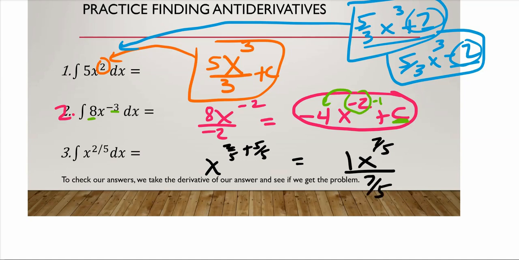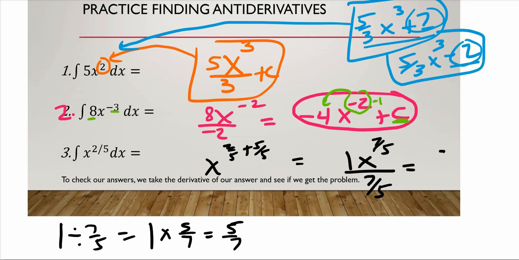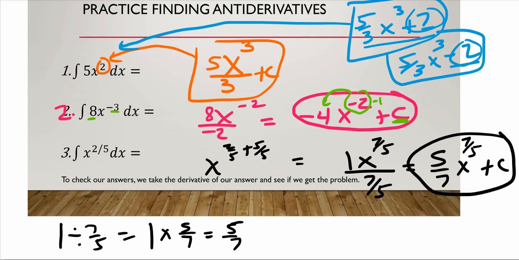But I have 1 divided by 7/5. So I'm going to go back to middle school and I'm going to say, all right, what's 1 divided by 7/5? Well, they taught me when I was in middle school that now they have the new math. I have no idea. 1 times the reciprocal of 7/5. So it's going to be 5/7. So this problem is going to be 5/7 x to the 7/5 plus c.